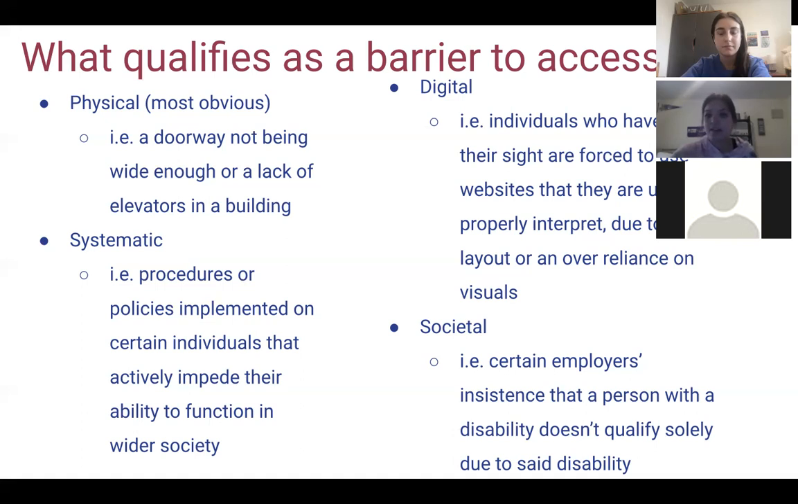And then digital barriers are websites that are inaccessible to people who might not have full vision, or the way something is laid out, the text, the font size, anything having to do with technology. And then societal barriers have to do with certain employers' insistence that a person with a disability doesn't qualify for a job due to the said disability.